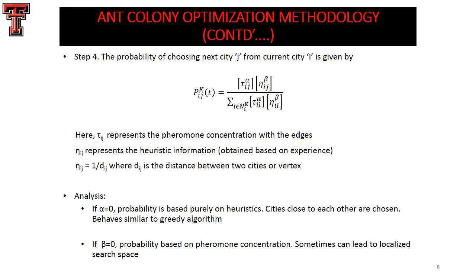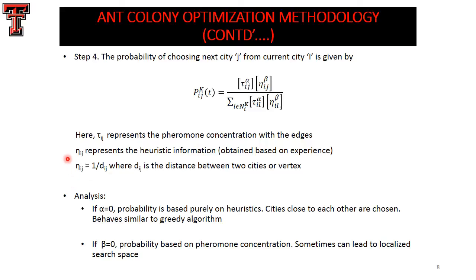Based on the values of the parameters, the probability function can be analyzed in the following two ways. If the value of parameter alpha is 0, then the probability function depends purely on the heuristic information available about the path connecting cities i and j. If the heuristic information for the path between i and j is much higher, it means that cities i and j are very close to each other. This type of probability function results in choosing only those cities that are nearer to the current city. Thus, ant colony optimization starts behaving like a greedy algorithm.